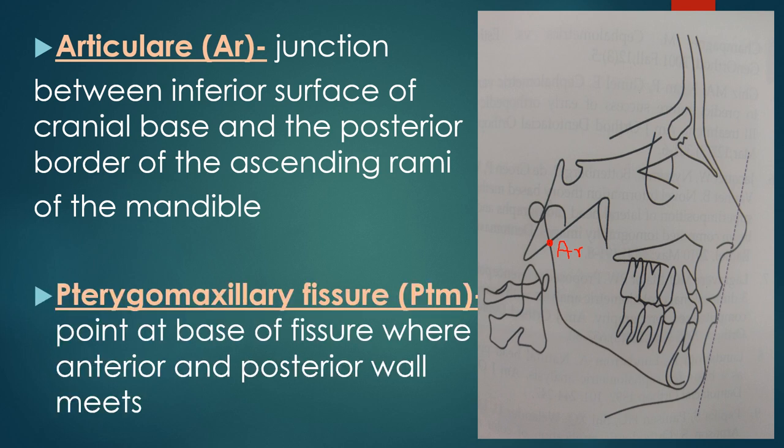Next is pterygomaxillary fissure, represented as capital letter P, small letter T, M. It is a point at base of fissure where anterior and posterior wall meets. So this point is present here and is represented as P, T and M, PTM.